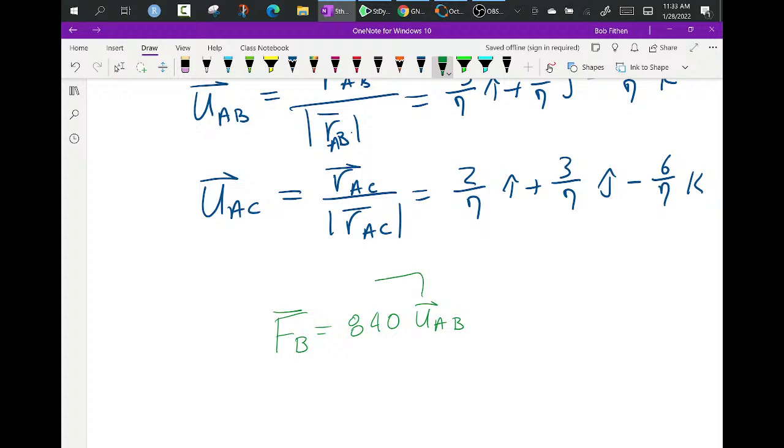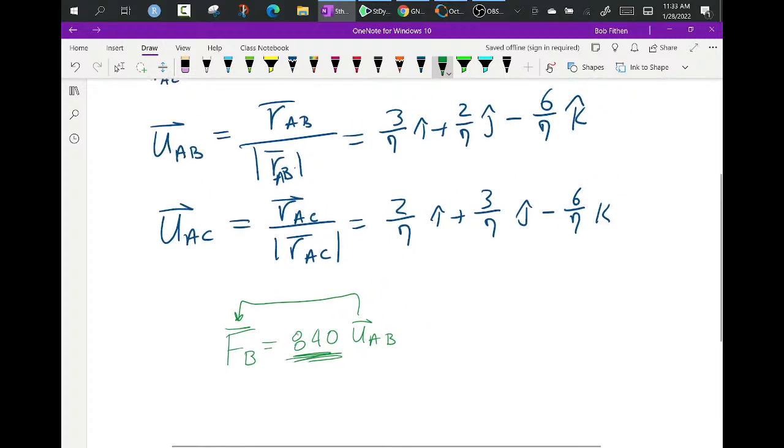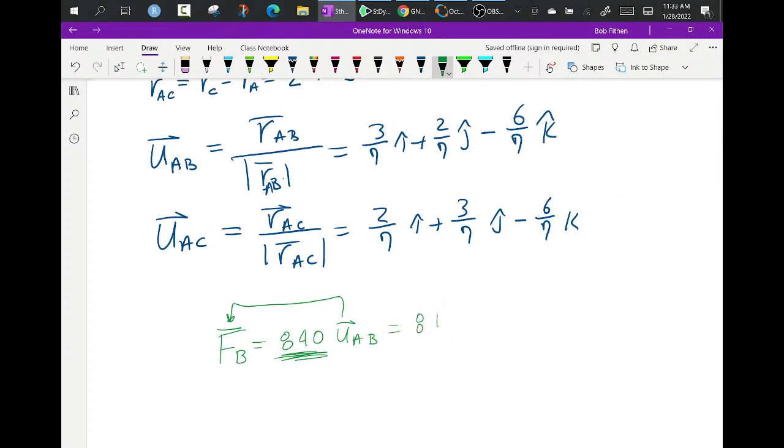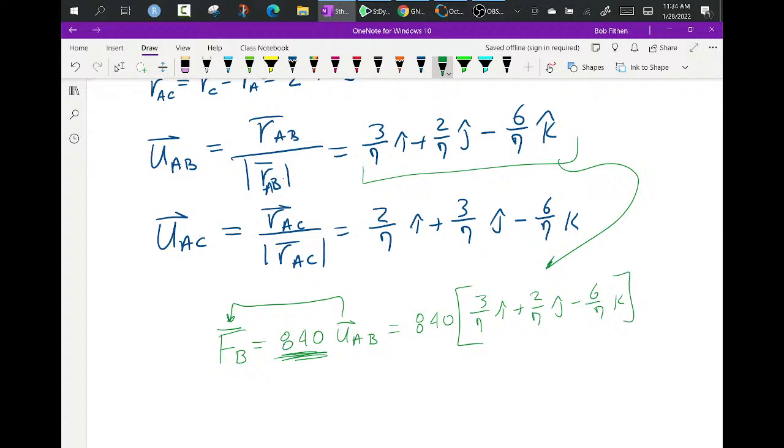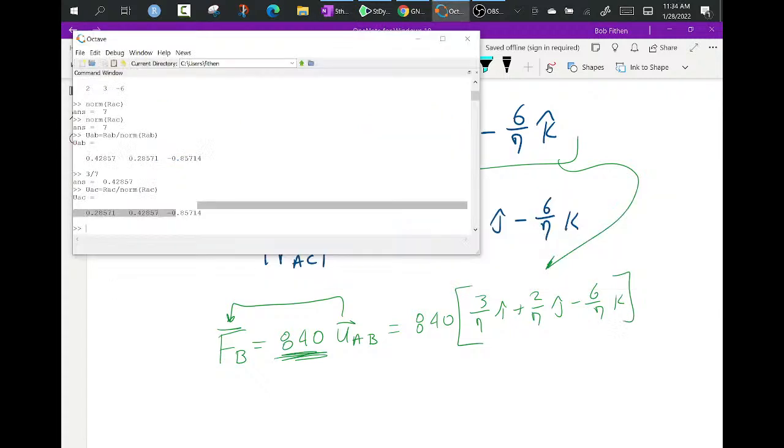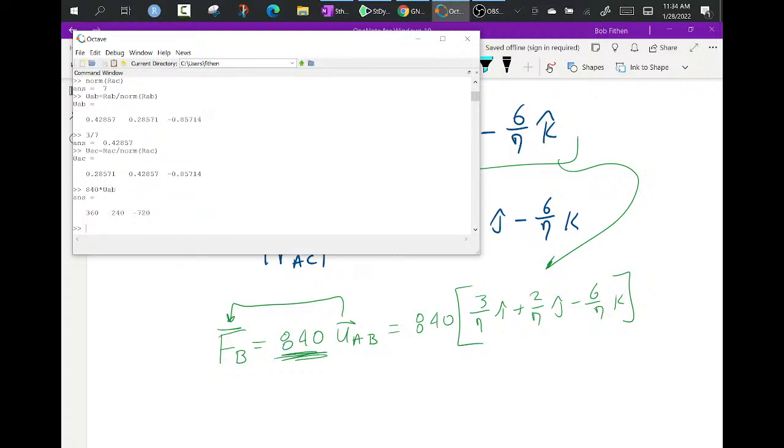So again, the vector component comes from here. The length of it's 840. So I'll just take it, I'll say 840 times, I'll just copy this and stick it right here, 3/7 I plus 2/7 J minus 6/7 K. And watch this. Okay, so which one was it? UAB. So 840 times UAB. Is it UAB? Yeah. 360, so they come out to be integers. 360, 240.